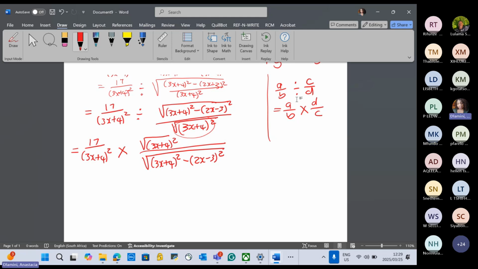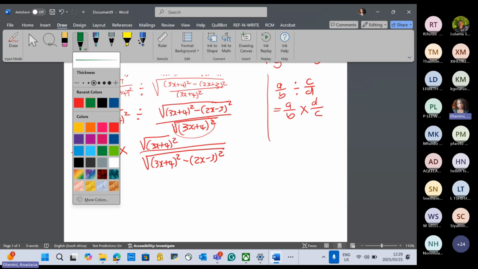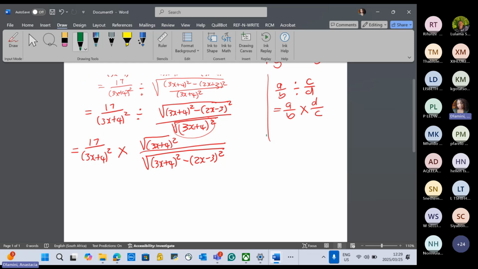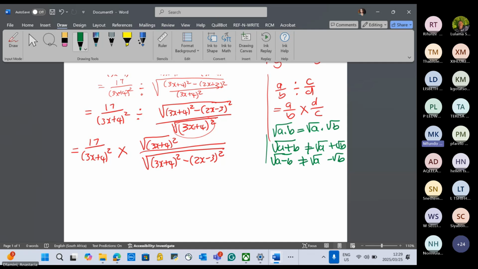Thank you for raising that. Let's go back to our third rule. Our third rule says that if I have A times B, I can write the square root of A times the square root of B. But if I have A plus B, I can never write it as square root of A plus square root of B. And if I have square root of A minus B inside, I can never write it as square root of A minus square root of B. Does that answer the question? Yes, it does, ma'am. Thank you.